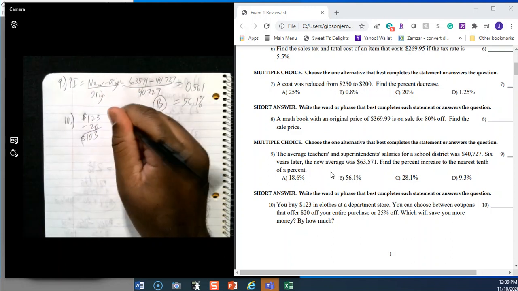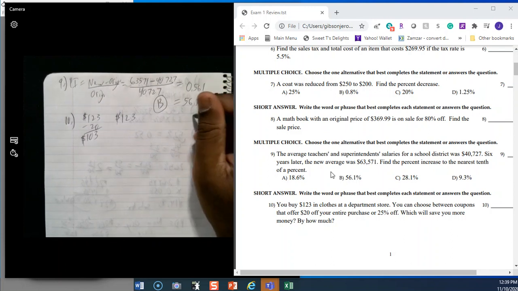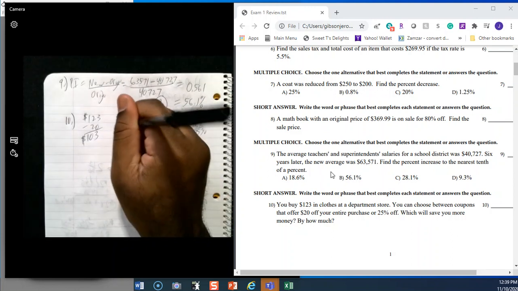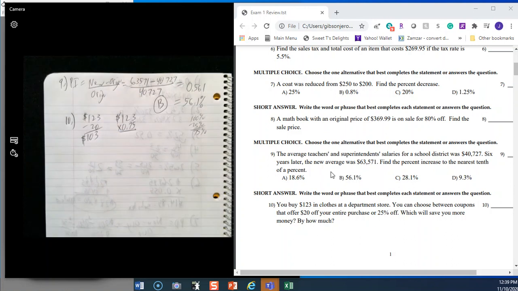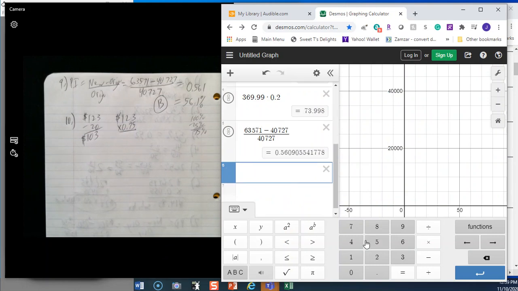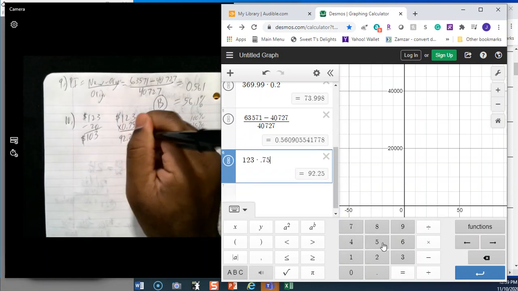But then here you have a 25% off coupon. Now we know 25% off. If we take 100% minus 25%, that means we will pay 75%. So we'll multiply this by 0.75. So we could take our calculator. So 123 times 0.75 will give us $92.25.